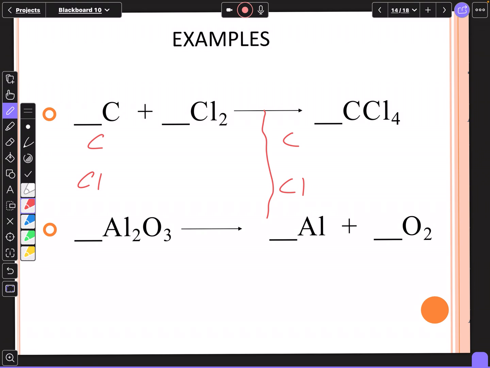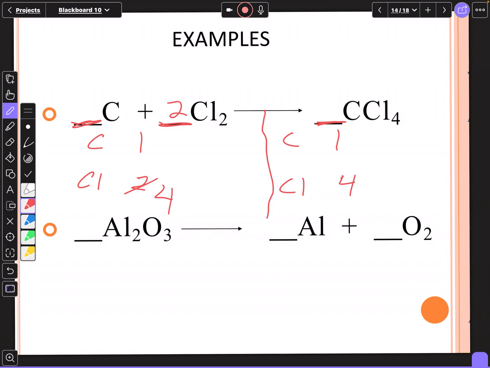And then I count the numbers. I got 1 carbon on the left, I got 2 chlorines on the left. On the right, I got 1 carbon, I got 4 chlorines. So it's not balanced. I gotta balance my chlorines. So I can only add a number in front here. What would make me have 4 chlorines? I'll need to add a 2. 2 times 2 will make me have 4.